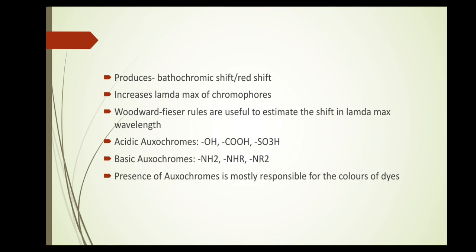And we can see two types of auxochromes here: acidic auxochromes, OH, COOH, SO3H, and basic auxochromes, which have basic nature: NH2, NHR, NR2. As we know, OH, COOH, SO3H are acids, and NH2, NHR, NR2 are the amines, primary, secondary, tertiary amines, which are basic compounds. So simply we can classify them as acidic and basic. As we have already discussed, auxochromes intensify the colors of the substances.